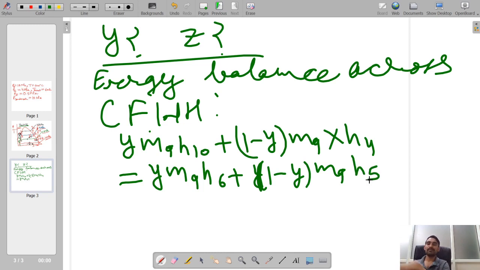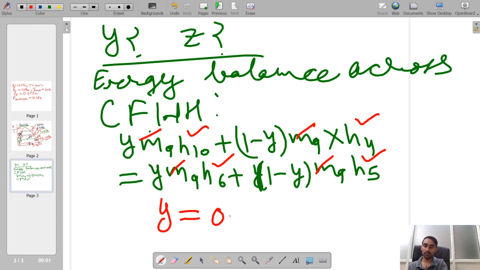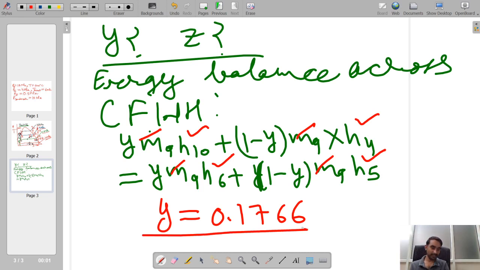Now if you see what will be happening, this M9 will be cancelling throughout the equation, and all the enthalpies H4, H5, H10 and H6 are known. So if we substitute the values of all the enthalpies, ultimately we will be getting our value of Y as nothing but equal to 0.1766. So this is the first fraction whatever we have taken out in the closed feed water heater. Now we will be going to the next step.